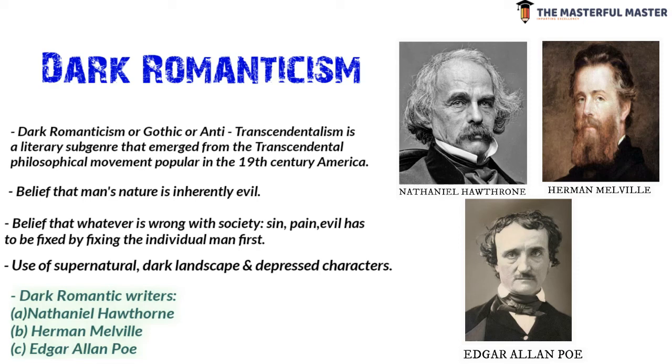Dark Romanticism, also known as Gothic or Anti-Transcendentalism, is a literary subgenre that emerged from the transcendental philosophical movement popular in 19th century America. The belief was that man's nature is inherently evil. The belief was that whatever is wrong with society, sin, pain, evil, has to be fixed by fixing the individual man first. There was use of supernatural elements, dark landscapes, and depressed characters.